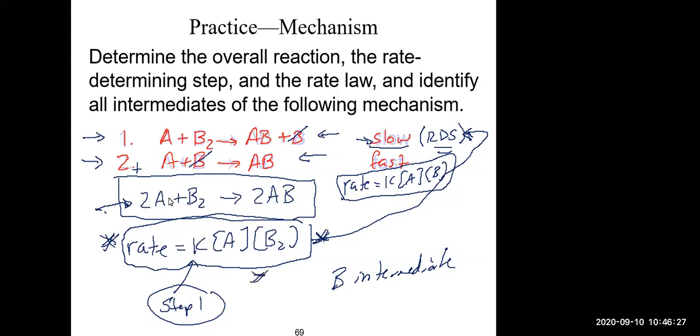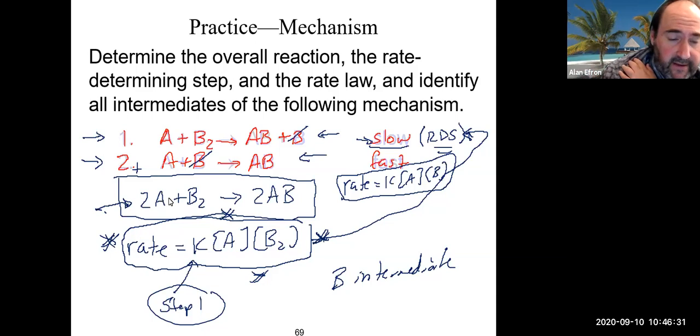Got it. Because whenever you have a mechanism, there's always maybe 2 steps, 3 steps, 5 steps, however many steps there are. But the most important one in a mechanism is always the rate determining step, or the slow step, because that's the one that's really going to determine how fast the overall reaction will take place. So the slow step's rate law in a mechanism is really the overall rate law for that reaction when it's all said and done.